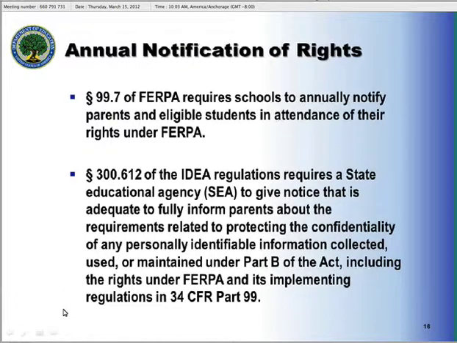You can see here in the first bullet that FERPA requires annual notification to parents and eligible students in attendance at the school of their rights under FERPA. There is a model notification on the FBCO website and a link to it at the end of this presentation. States provide the notice described in Section 300.612 annually under the IDEA.